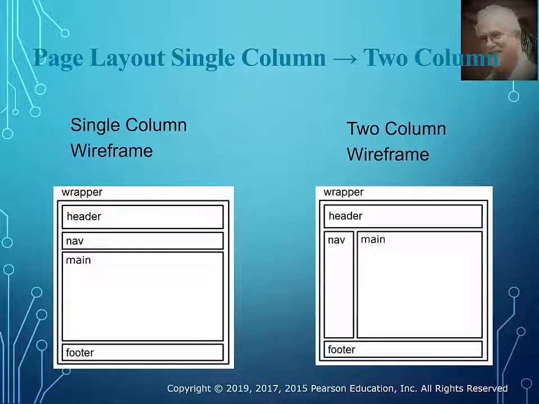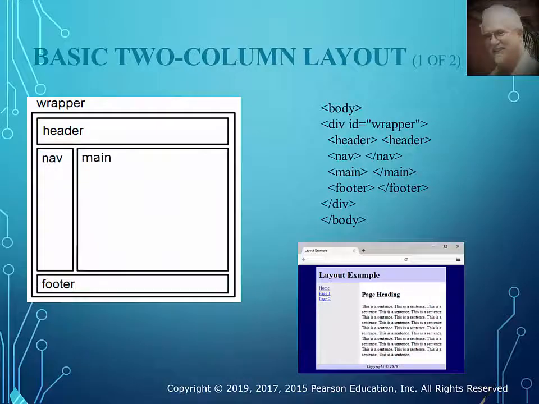We have the wrapper still around everything. Then we have a header, and then the nav and main seem to be right next to each other. So we have to figure out how we can do that. Basically, what you're going to do is float the nav left, and then indent the main by whatever the width of the nav is, so the main doesn't interfere with the nav. Then the footer is at the bottom, and all those things are inside the wrapper, so they'll move nicely with the auto margins and an 80% kind of thing.